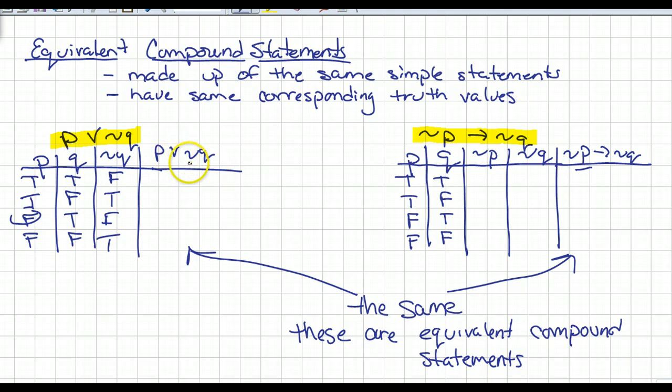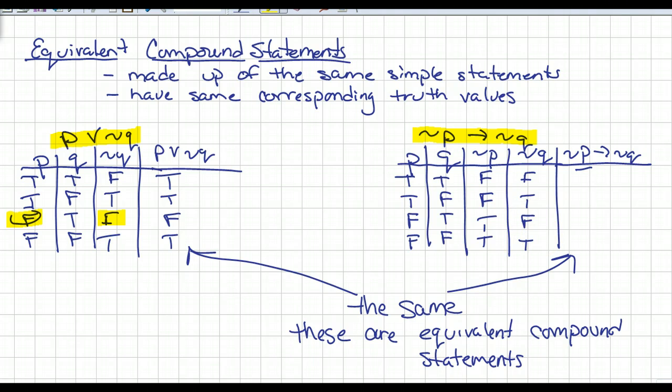And then if it's an or statement, what are we looking for? Two falses, right? And we're looking at the P column and the not Q column. And that would be this one and this one. So this one is going to be a false. The rest will be true. Now let's do the same thing on the right-hand side. Let's find the not P first. So that'll be false, false, true, true, because we're just doing the opposite of what's in the P column. Same thing with the not Q. The opposite of the Q column is false, true, false, true.